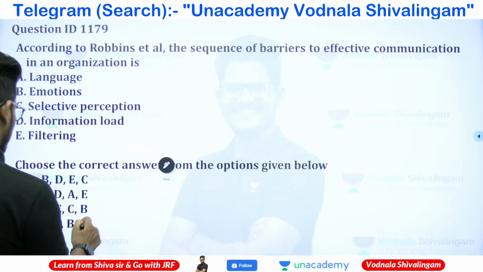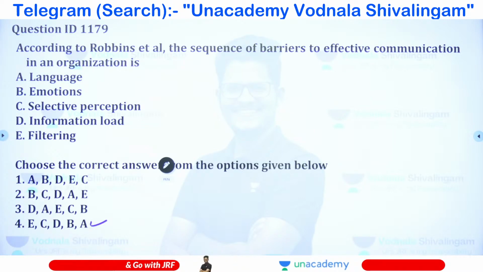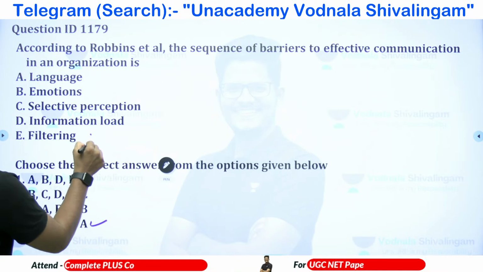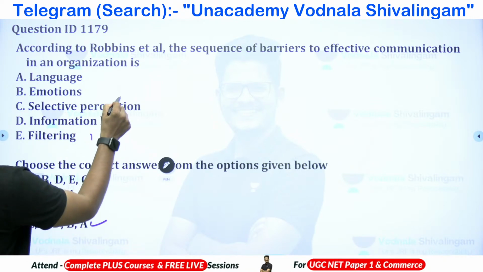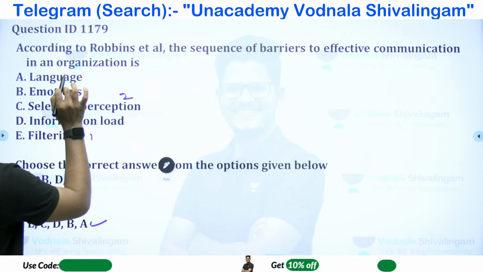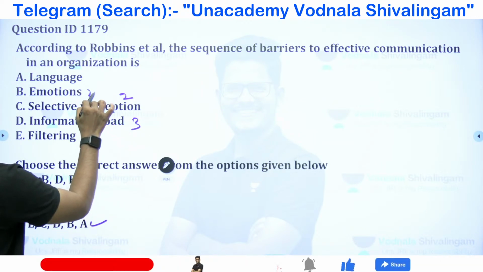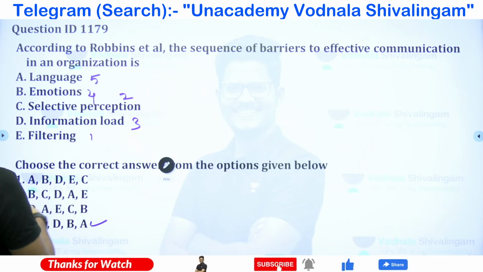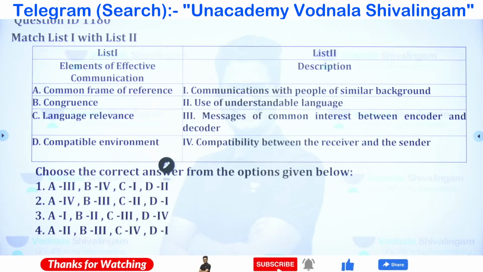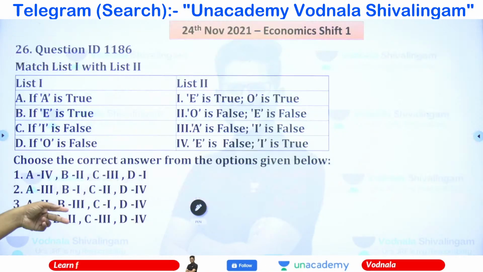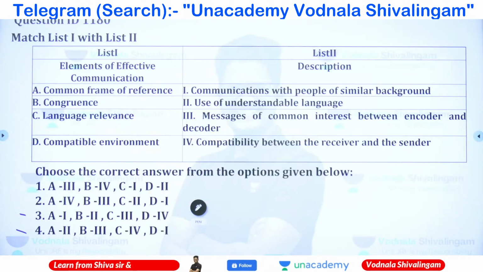So option D is the correct answer, ECDBA. First one is filtering, second one is selective perception, and D is information overload. After that, emotions, and language is the fifth one. So that is the sequence of barriers to effective communication. Final question of this session. If I am not wrong, final question. Yes, final question. Communication.